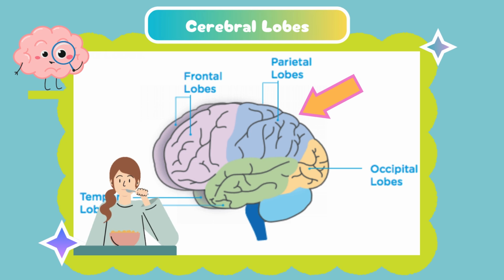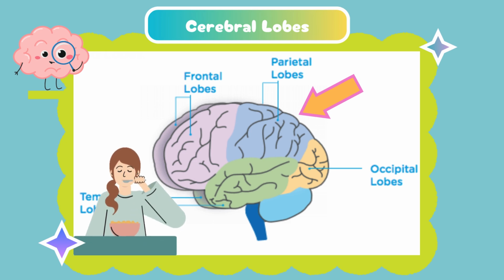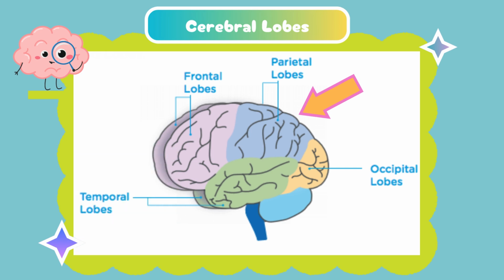Second, we have the parietal lobe. This lobe processes general sensory information like touch and taste. It's your brain's way of understanding physical sensations.